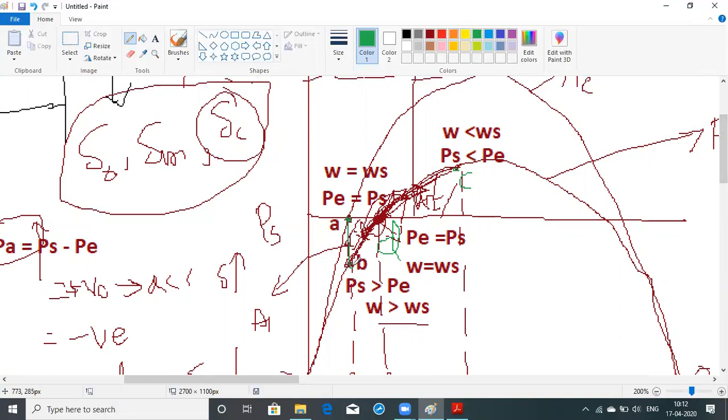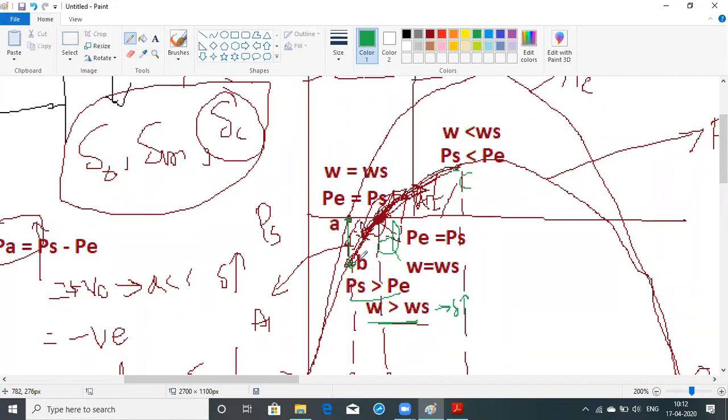When it moves to the point B, at that time PS is greater than PE, because if you see here, this is the PS curve and this is the PE curve. So PS is greater than PE, therefore omega is greater than omega s. So when PS is greater than PE and omega is greater than omega s, what happens? In this case, the delta will start increasing.